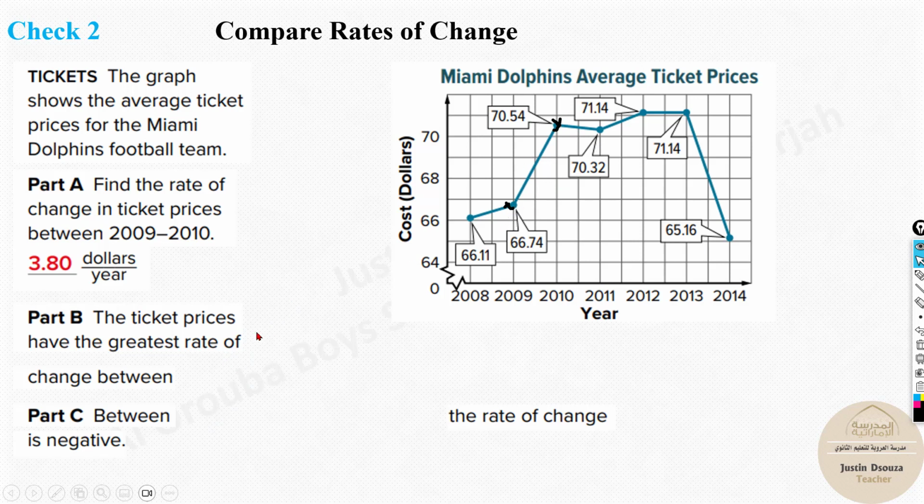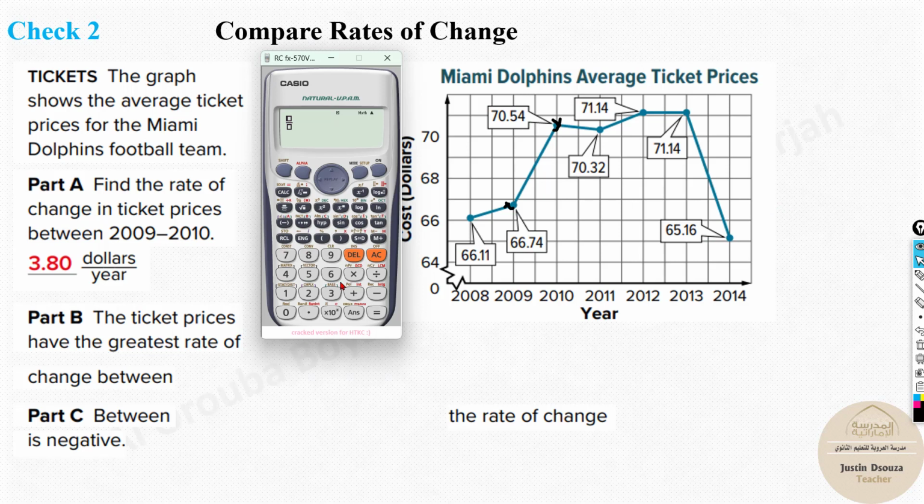Let's see. Greatest rate of change doesn't mean it's positive or negative. It doesn't care if it's an increase or decrease. It's just change. So even if it is increasing or decreasing, it's just rate of change. Now over here, I believe these last two values, can you see there's a huge steep decline? Over here it might be a bigger value. Let's solve it. Let's put it in the calculator. So it is 65.16 minus 71.14 divided by 1, and here we are getting 5.98, which is more than this.